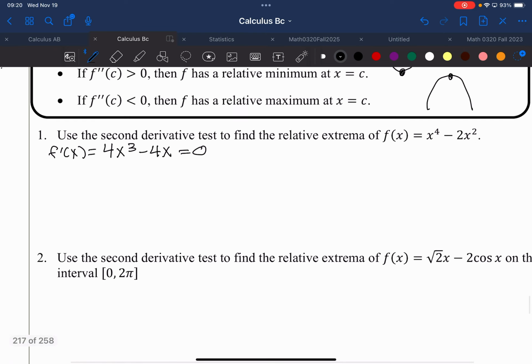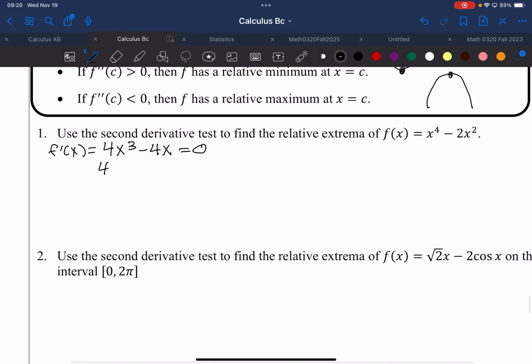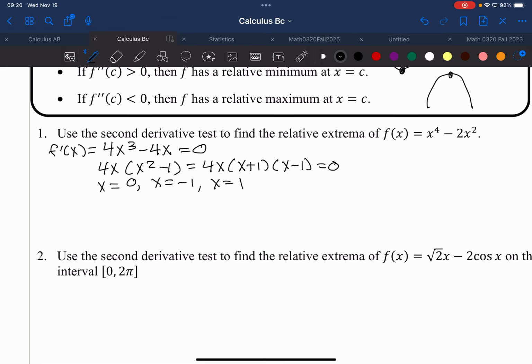And so when I'm doing this, I can take out a GCF of 4x, and I'm left with x squared minus 1. Okay. X squared minus 1 is a perfect square factor, so how could I factor that? X plus 1, x minus 1, which means I have 3 possible critical points, and that is at x equals 0, x equals negative 1, and x equals positive 1, and that's when I set each of those factors equal to 0 separately.